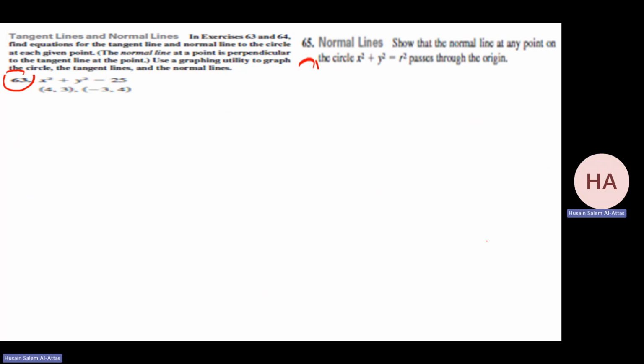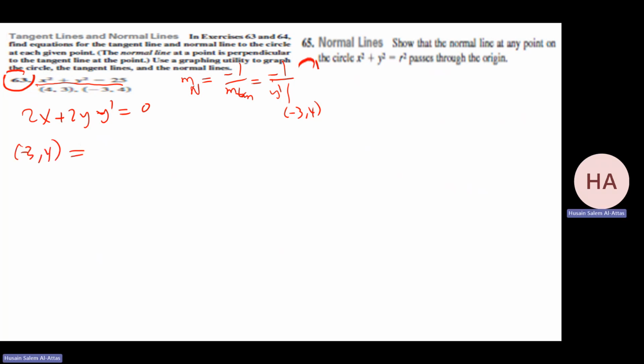Now we'll move to tangent lines and normal lines. Now I just need to find the tangent and normal lines. We remember m normal is minus 1 over m tangent, and m tangent is f prime, or y prime, at the point minus 3 and 4 in this case. So I have 2x plus 2y prime equals 0. Substitute the point. So I get what?